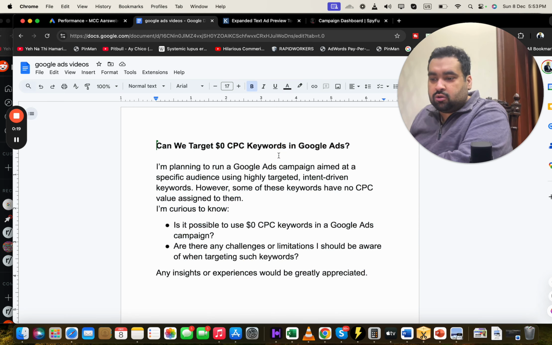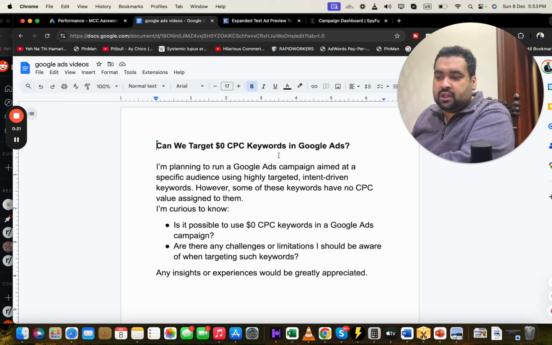I'm planning to run a Google Ads campaign aimed at a specific audience using highly targeted intent-driven keywords. However, some of the keywords have no CPC value assigned to them. I'm curious to know, is it possible to use $0 CPC keywords in a Google Ads campaign? Are there any changes or limitations I should be aware of when targeting such keywords? Any insights or experience would be greatly appreciated.